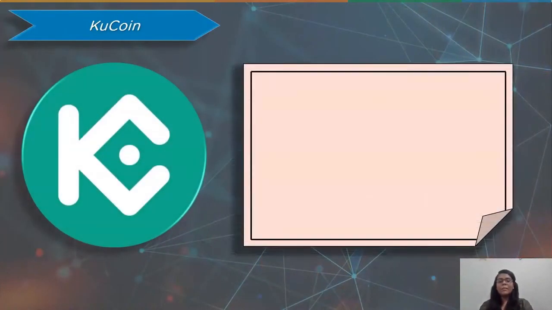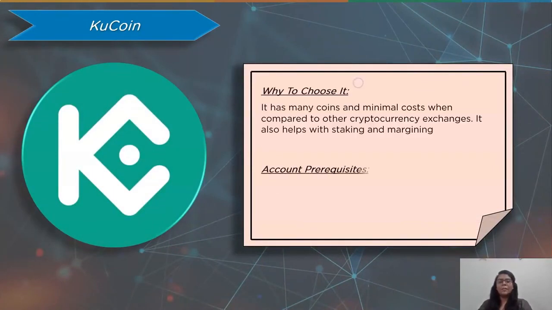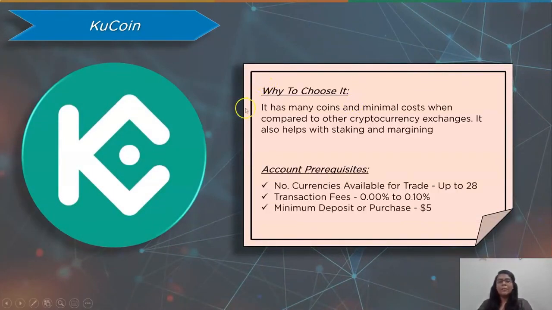KuCoin is a third-party cryptocurrency exchange that lets you buy, sell, and trade a variety of cryptocurrencies. The founder's goal was to provide a simple and secure platform for people all around the world to exchange a variety of digital currency. KuCoin has a large number of cryptocurrencies to choose from and has minimal cost when compared to other cryptocurrency exchanges. Staking, leverage, futures, and peer-to-peer trading are all supported, which may appeal to more experienced users.